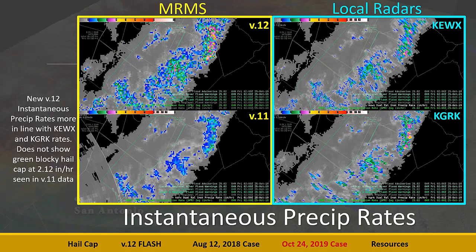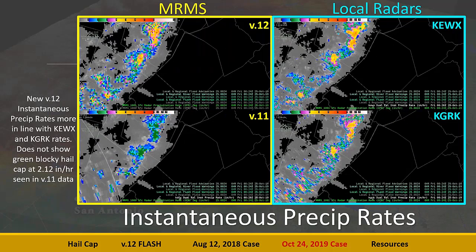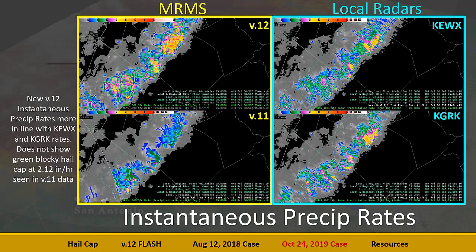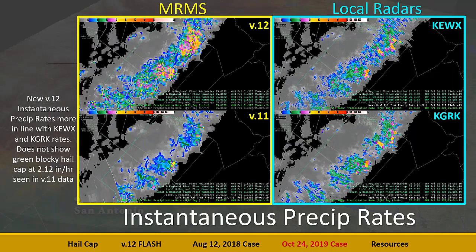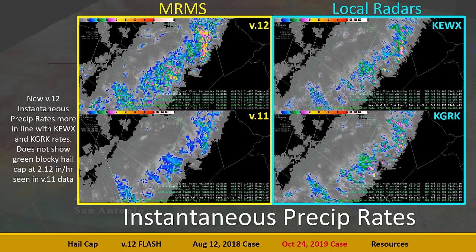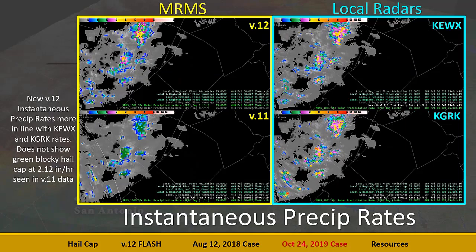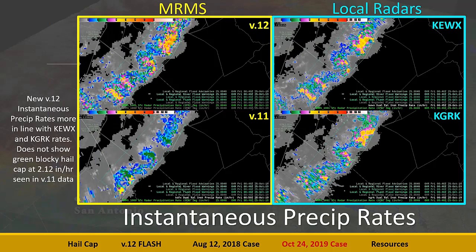And if you look on the top, the new version has a lot higher values, 4s and 5s and 6 inches an hour in terms of that rainfall rate. And those are in line with the rainfall rates that we were getting estimated out of KEWX, our New Braunfels radar, and the Granger radar, KGRK. So it's just showing that, hey, this new version of MRMS is a lot more in line with these instantaneous precip rates with data from our raw radar.